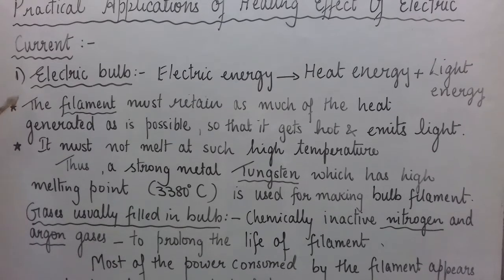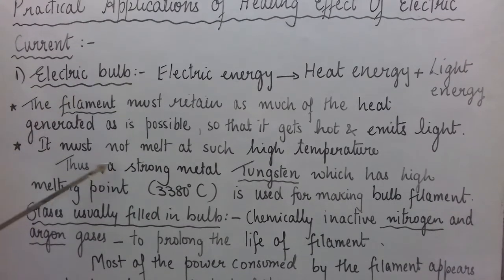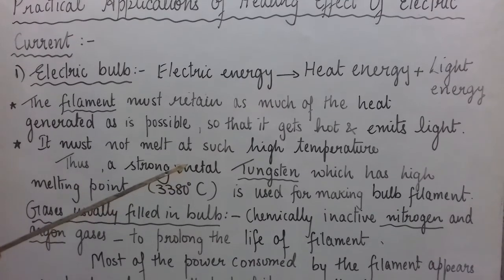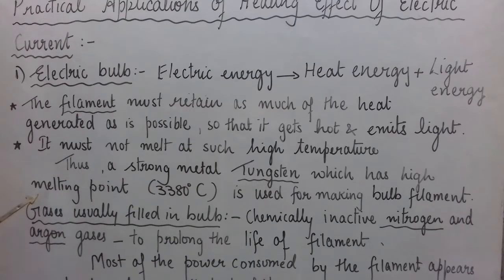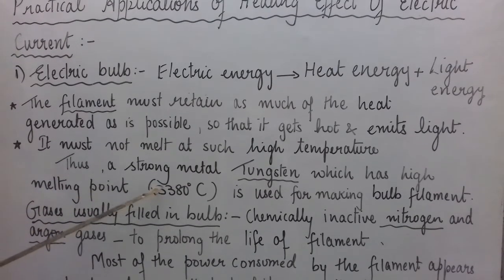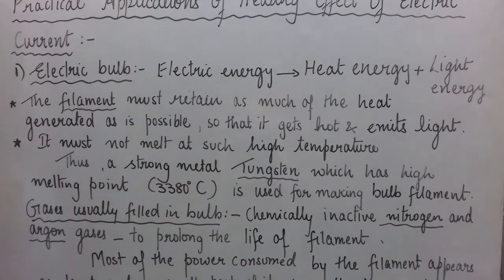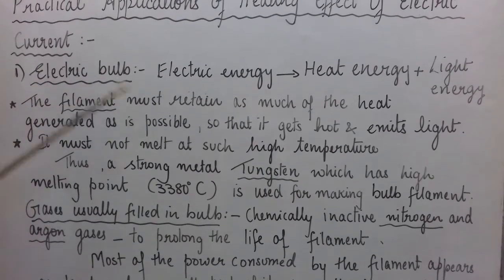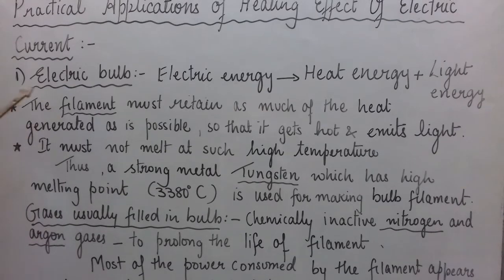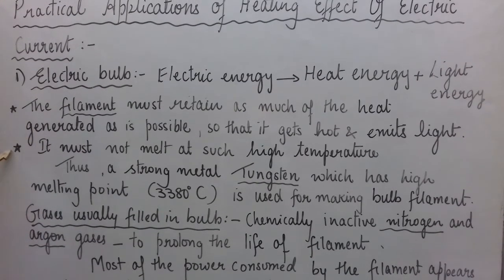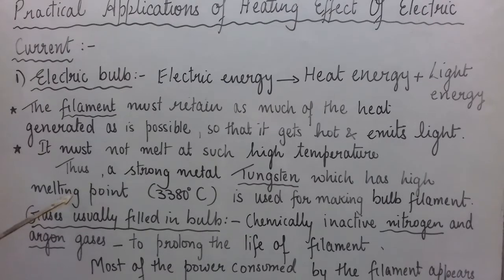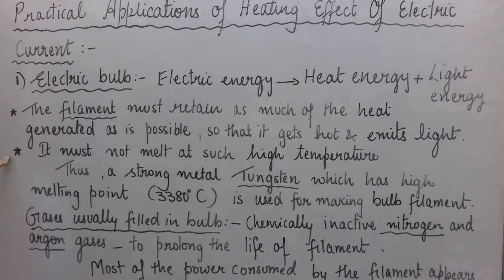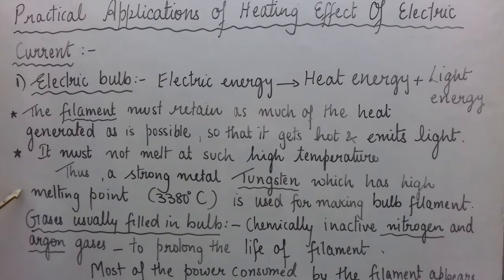Now we know what type of filament is used in an electric bulb. A strong metal, tungsten. It is a rare metal, a strong metal which has a high melting point, 3380 degrees Celsius, and is used for making bulb filaments. Now, if the question is to name the material which is used for making electric bulb filaments, you can write tungsten. Why? You can write these 2 points. Basically it is a strong metal having a very high melting point, and because of these 2 things tungsten is used.